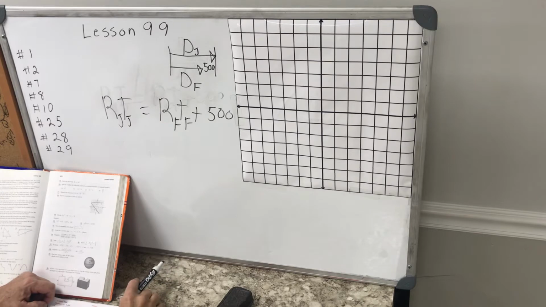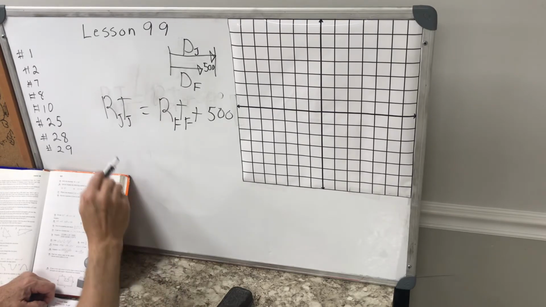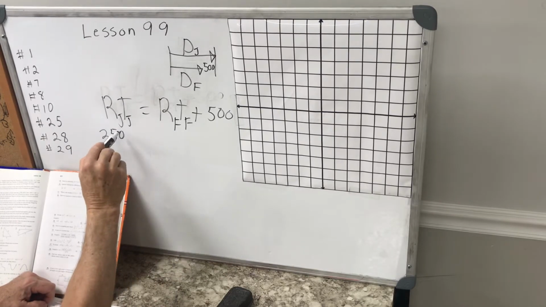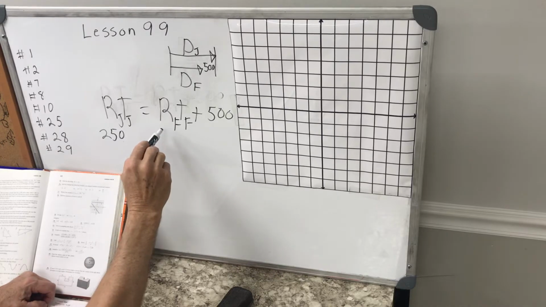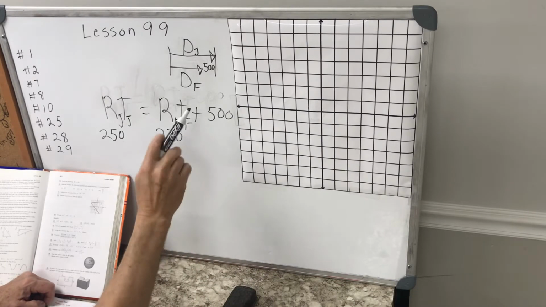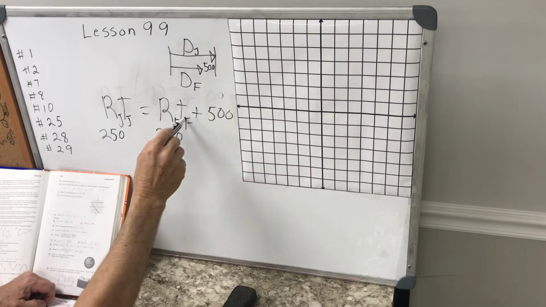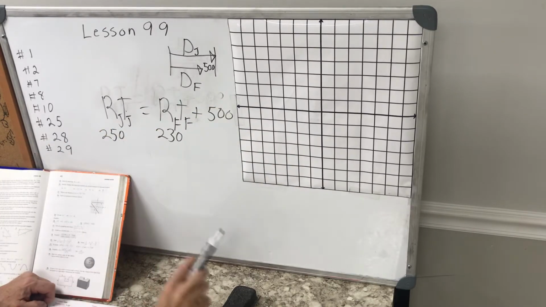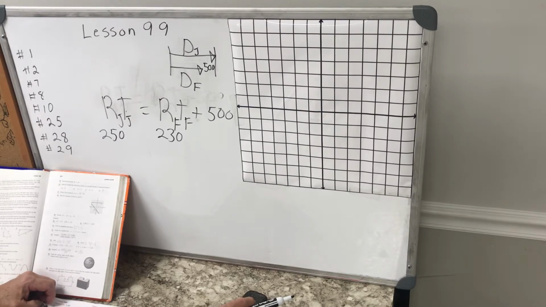They're giving us the rate of both of them. Julie's rate is 250, and Ferris's is 230. Now that's 2 out of the 3 we need. We need 1 more. Here we have the times of both of them. Now, how are we going to establish the times? They say that they started off together, and they actually ended together. Now, one was 500 meters ahead, but they both started and ended at the same time.